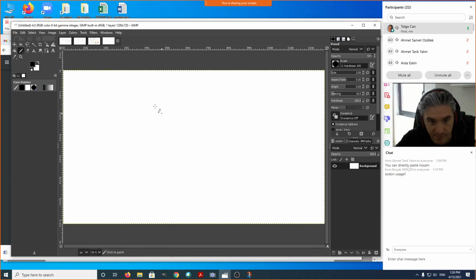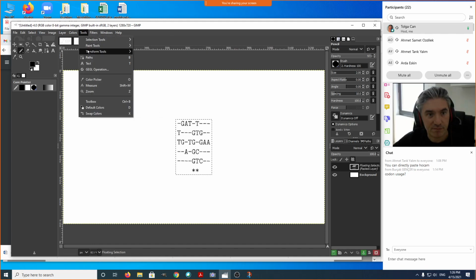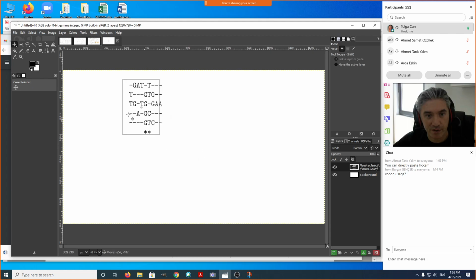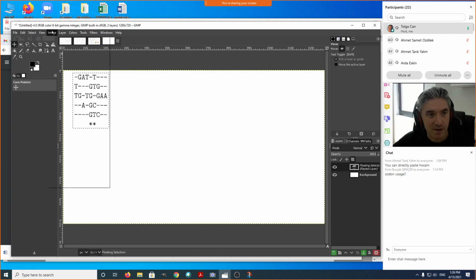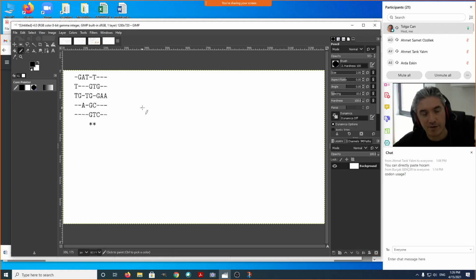Okay, look at this one. Let's move it to someplace here. And let me flatten my image now. All right, so this is a multiple sequence alignment that is given to us. And here in this question, the conserved regions, conserved columns are already indicated by these asterisk marks below the columns.